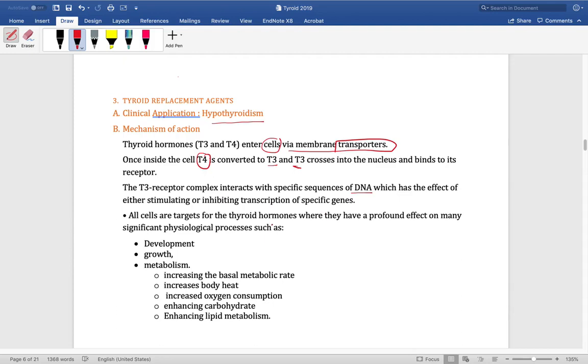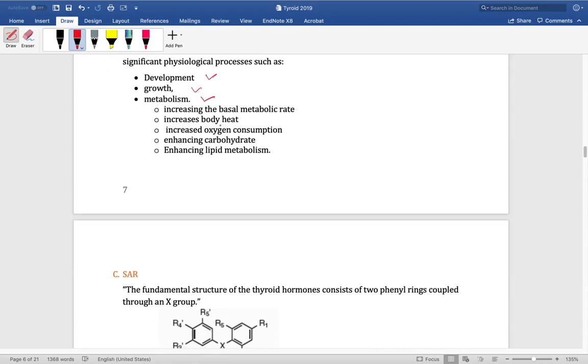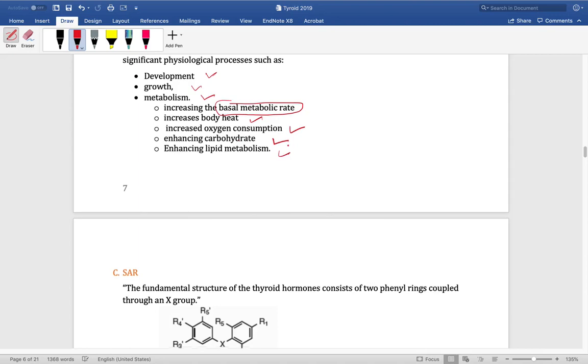Now, thyroid hormone is really a hormone that affects a lot of processes. You have development, growth, metabolism. The hormone is actually going to increase basal metabolic rate, increase body heat, increase oxygen consumption, and enhance carbohydrate and lipid metabolism. Okay.